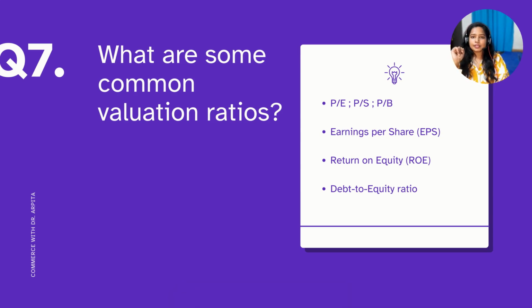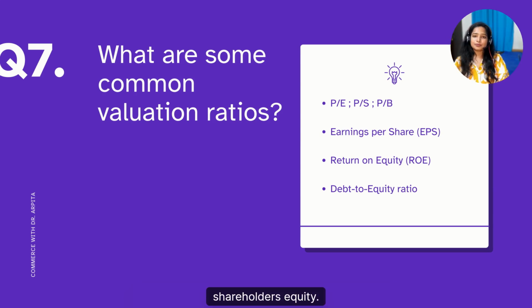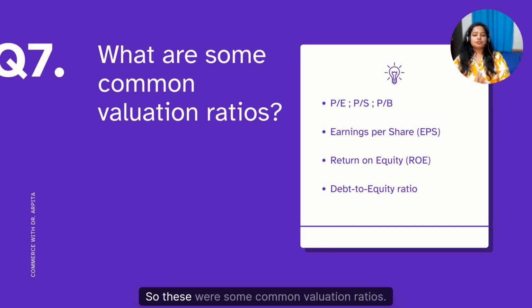Next is return on equity. Return on equity is basically net income divided by shareholders' equity. Debt to equity is basically total liabilities divided by shareholders' equity. So these were some common valuation ratios.